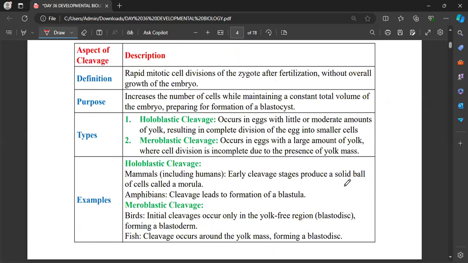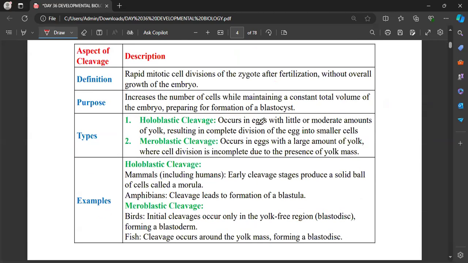Now, what is meant by cleavage? We have studied fertilization and we know what a zygote is. Now, what happens after the formation of the zygote? You should know that cleavage is nothing but a cell division. And what cell division is taking place? Whether it is mitotic or meiotic cell division, that will be your questionable area here. It is a rapid mitotic cell division of the zygote.